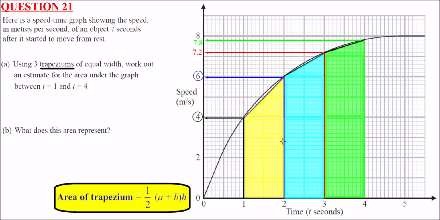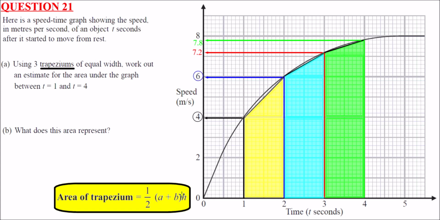This one at time being 2 seconds has a height of 6. At the point where time is 3 seconds, read up and along, that comes to 7.2. You need to be accurate of how you read it. And finally at 4 seconds reading up and along, that's 7.8 meters per second on the y-axis. So we've got 3 separate trapeziums to work the area out of.